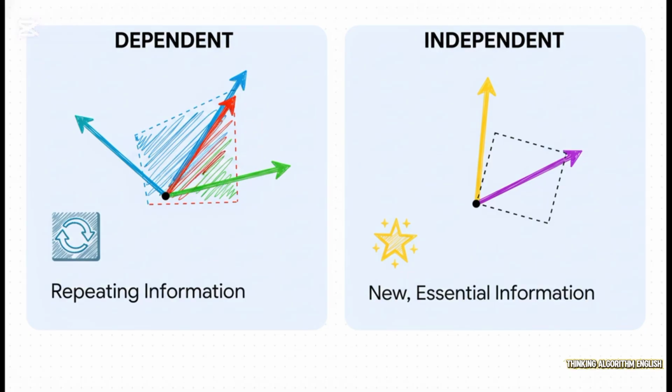And there's a really clean test for this. The only way to combine them and get back to the zero vector, back to where you started, is if you basically don't use them at all. All the scalars have to be zero.